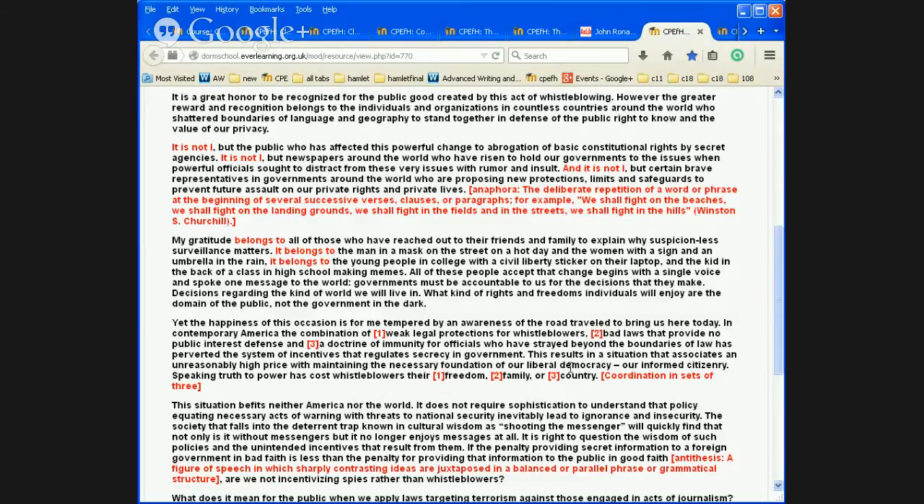Okay, and this results in a situation that associates an unreasonably high price with maintaining the necessary foundation of our liberal democracy, our informed citizenry. Speaking truth to power has cost whistleblowers their 1, freedom, 2, family, or 3, country.